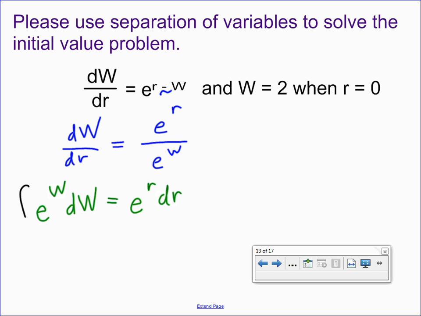So on the left-hand side, we need an antiderivative for e to the w with respect to w. On the right-hand side, we need an antiderivative for e to the r with respect to r. What? Well, I'm fresh out of rules. What's an antiderivative for e to the w? Do we have a rule for that? Do we have an antiderivative for e to the w? Heavy? Would it just be e to the w?